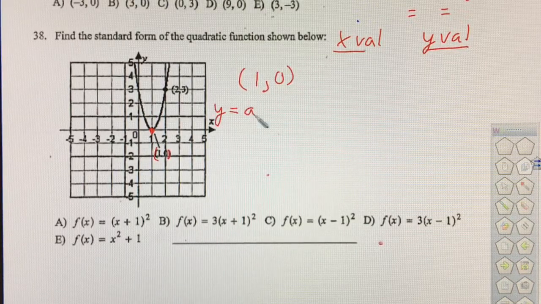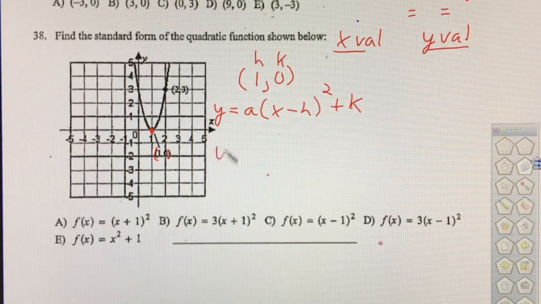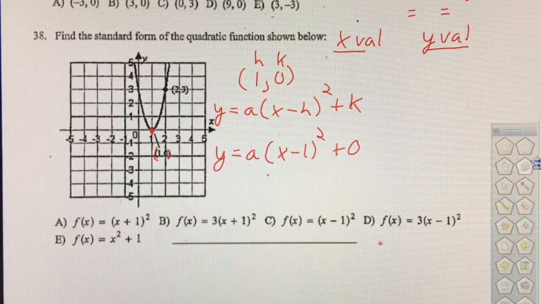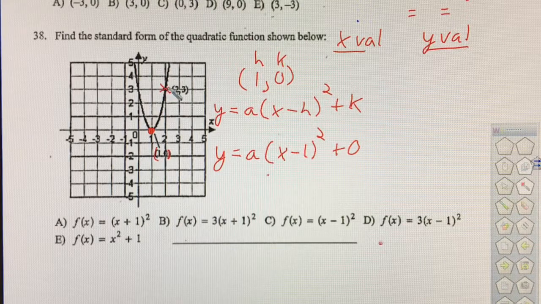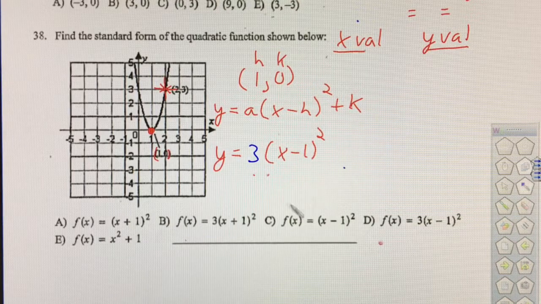If I use the formula y equals a, parentheses, x minus h, squared plus k, and my h is 1 and my k is 0, so it's going to give me y equals a times x minus 1, squared plus 0. All I need now is the a value. I'm going to find that by going from the vertex up to a lattice point. The next lattice point they actually give me is right there. See the lattice? To get from there to there, I go up 1, 2, 3, and then I go right 1. So my value for a in this case is going to be 3. So I'm going to replace that a with a 3.